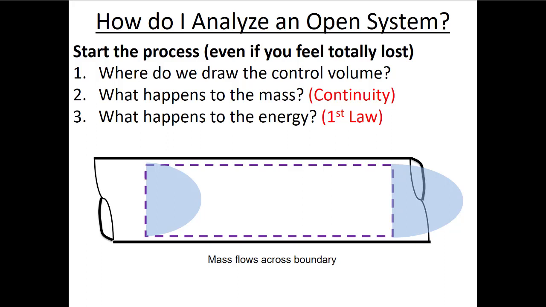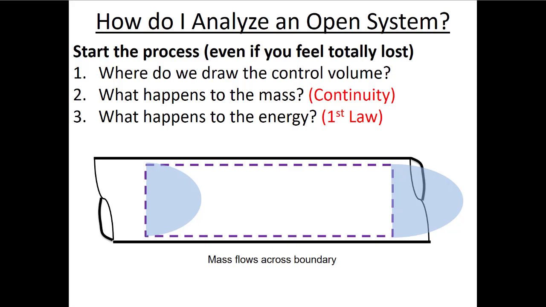So we've been looking at open systems now, trying to understand how we conserve energy in systems where mass can flow into and out of our control volume. I've been making the argument that for these types of problems, first, we want to figure out where we draw our control volume. Then, we need to figure out what happens to the mass. And finally, we try to figure out what happens to the energy.